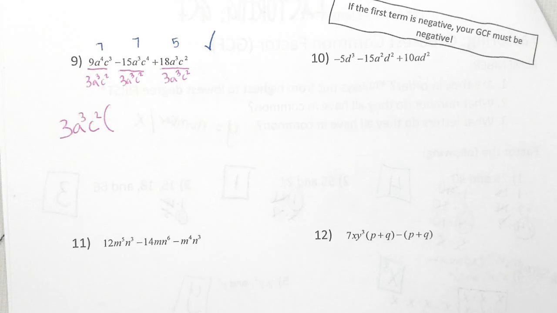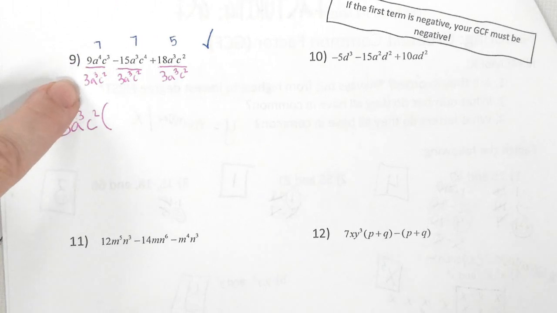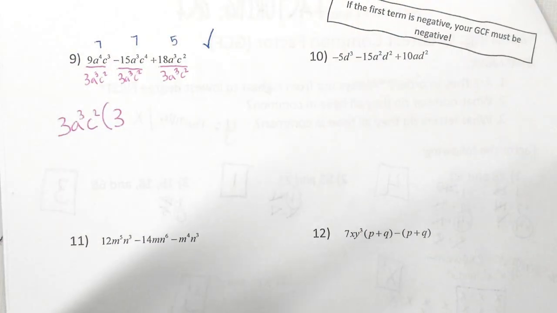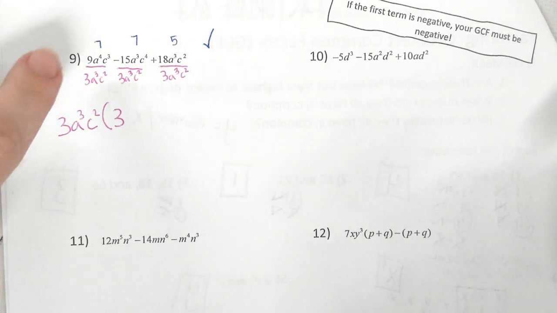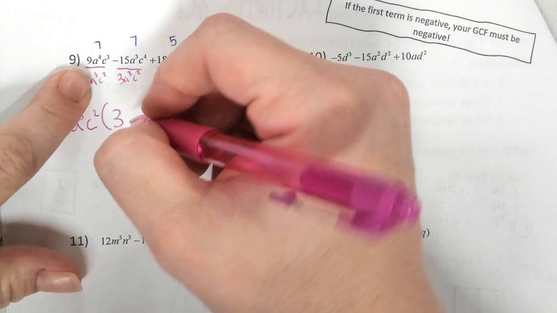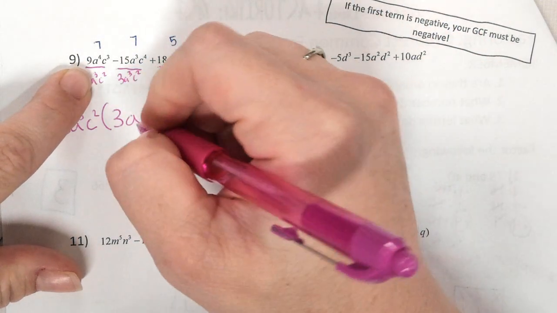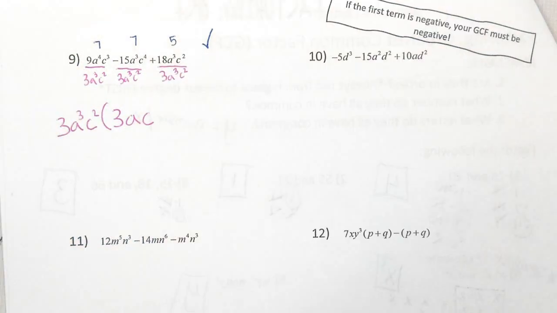Okay, so don't let this stress you out. Simple division that you could type in your calculator. What's 9 divided by 3? 3. And what do we do to our exponents when we're dividing? Subtract. So what's 4 minus 3? Just 1. So A. And what's 3 minus 2? 1, so it's just C. So there's your first term simplified.